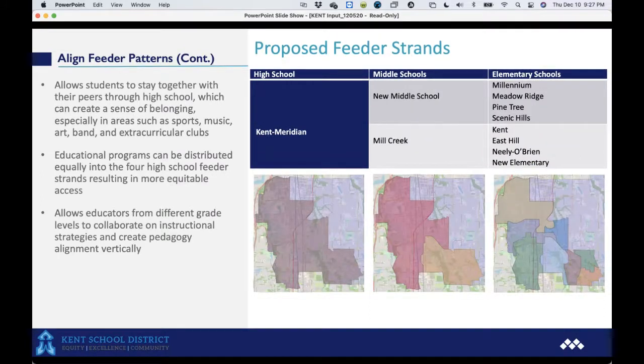And then the Kent Meridian strand would have Mill Creek, and then the new middle school, which would be located in the current Phoenix Academy building, would feed into Kent Meridian. And then Millennium, Meadow Ridge, Pine Tree, and Scenic Hills would feed to the new middle school. Kent, East Hill, Neely O'Brien, and the new elementary school would feed to Mill Creek Middle School. And again, the maps show their proposed boundaries.